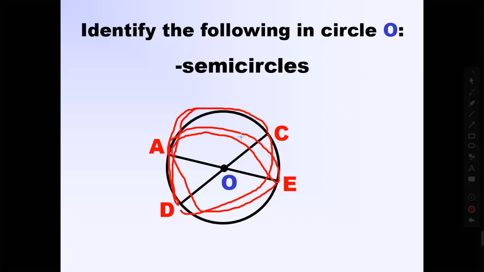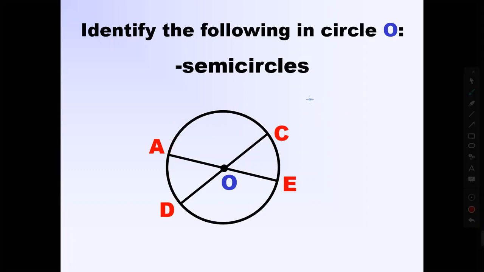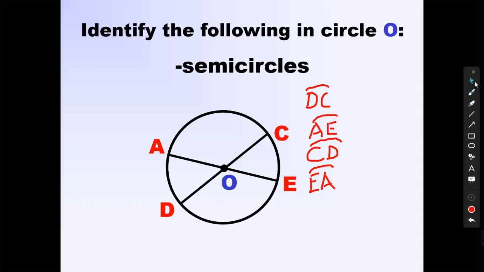Okay, this is a little bit messy. Let me write it down here. The arc DC is half of the circle. Arc AE is half of the circle. Arc CD is half of the circle. And arc EA, the last one. So these are arcs that are half of the circle, and we call these semicircles.